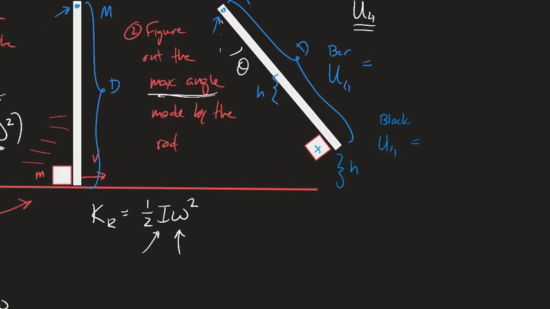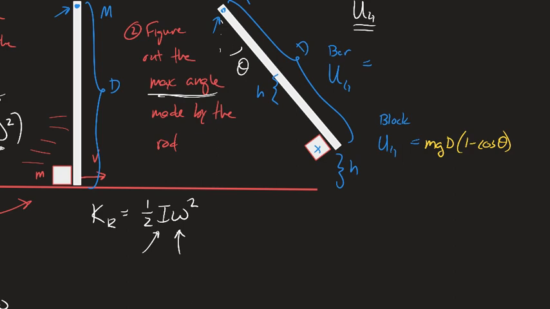Look, this should be pretty straightforward. The block is at the bottom of the rod. The rod is a distance d long. If it moves upwards some angle theta, that has got to be how much gravitational potential energy the block has. Just the block by itself.